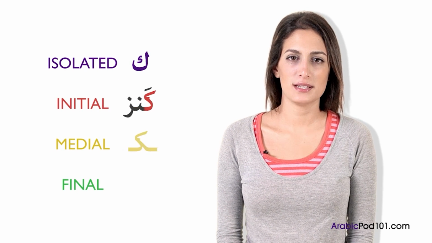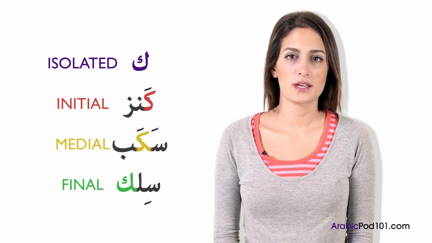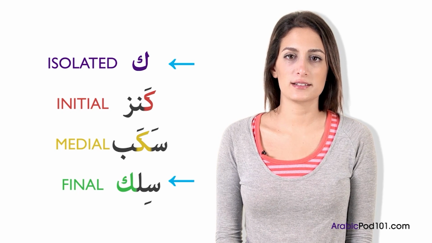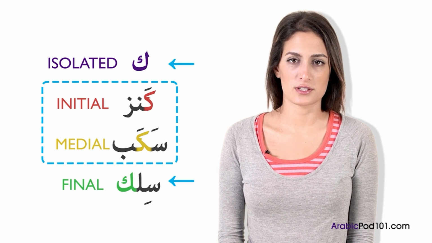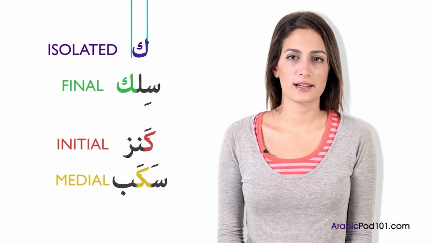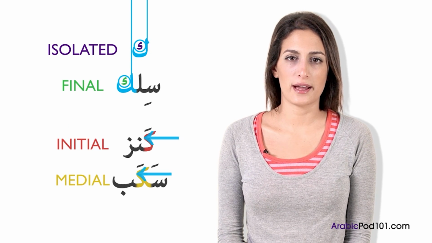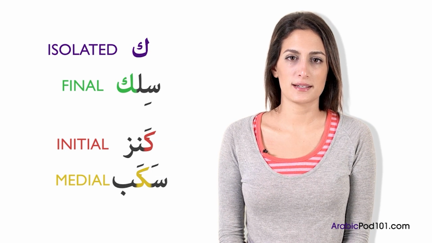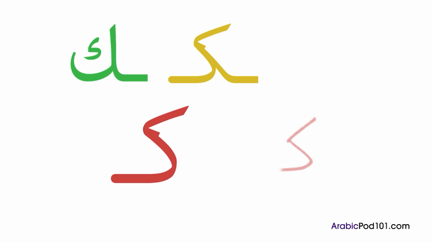Initial, medial, final. Note how the isolated and final versions of this letter are very different from the initial and medial versions. The first two look like a hook with a little mark inside, while the second two look like an arrowhead pointing to the left. This is one of the few letters in Arabic that have very different forms, depending on their position in the word. Now we'll write them. Kaf.